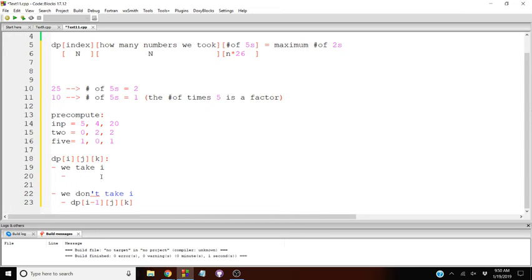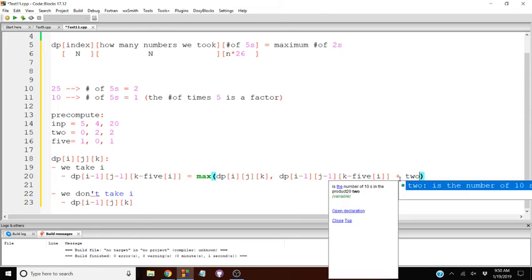Okay, if we do take I, then that's the same as dp I minus 1 j minus 1 k minus the number of 5's of I. dp I j k equals max of what it already is, or that value. Sorry. It equals max of dp I j k, or this value plus the number of 2's of I.